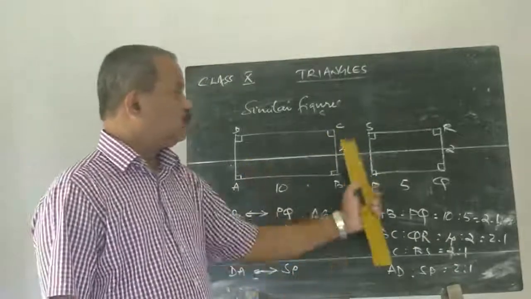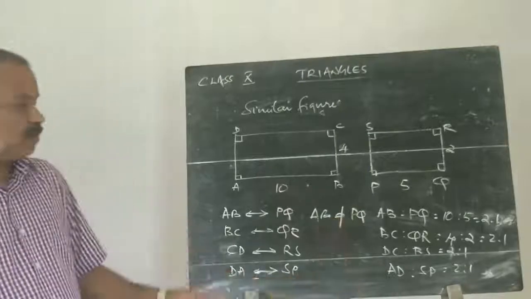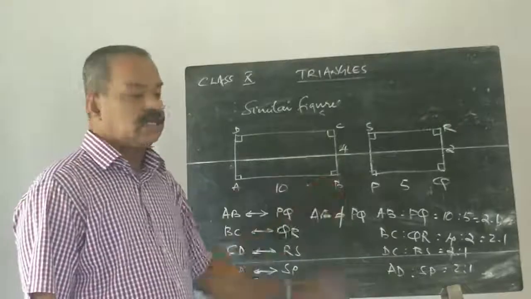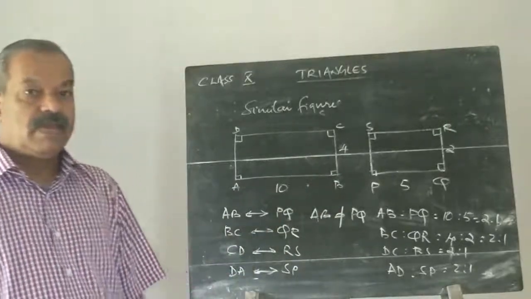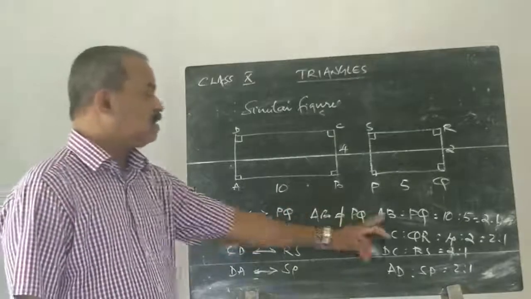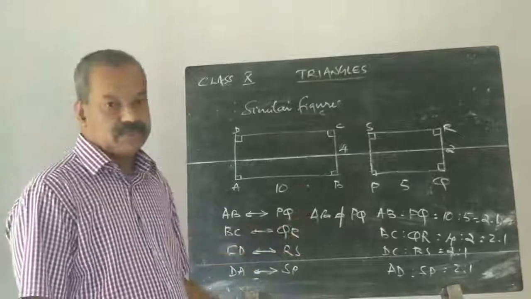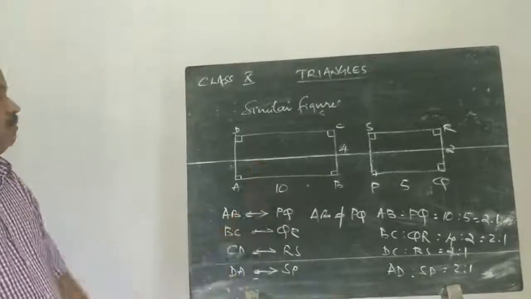2 is to 1, 2 is to 1. From the ratio of the corresponding sides of rectangle PQRS and rectangle ABCD, what is the ratio? 1 is to 2. Sides are in the same ratio. Corresponding sides are in the same ratio.